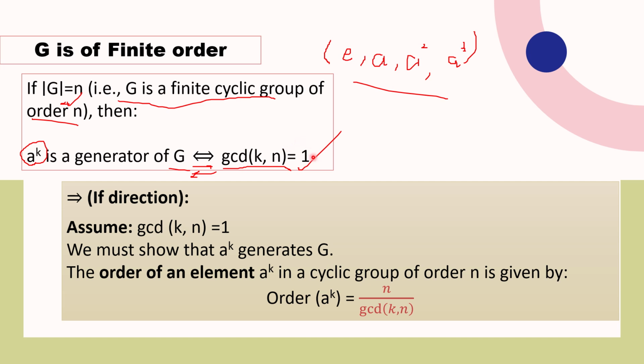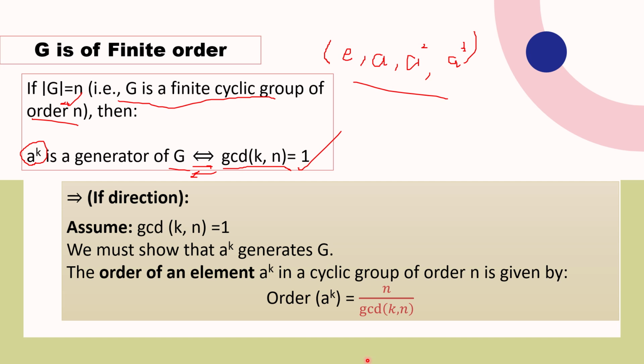Now take the first direction. Assume that GCD(k, n) is equal to 1. We are going to assume that the greatest common divisor of k and n is 1, so we prove that a raised to k is a generator of the group. Now, the order of an element a raised to k in a cyclic group of order n is given by this formula, which you need to remember. For finding the generator of a cyclic group, we take the order of that generator.